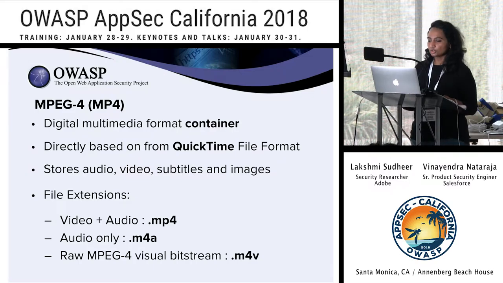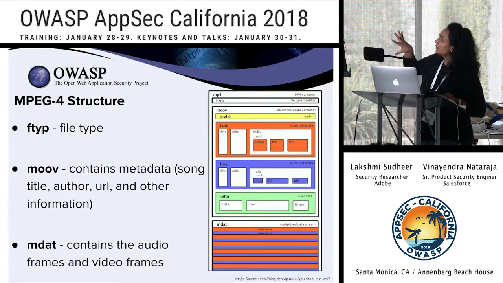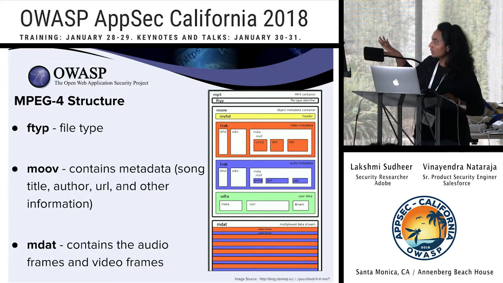Then we looked into its structure. It has three major parts. One is the file type, which is MP4, obviously, in this case. Then we have the metadata container, which contains tracks, subtitles, author, URL, all the required metadata. And the multiplexed data stream is where the actual audio and video frames are stored. So we understood that any manipulation should just go into the metadata container. But that not being open source, we did not get much information about it.